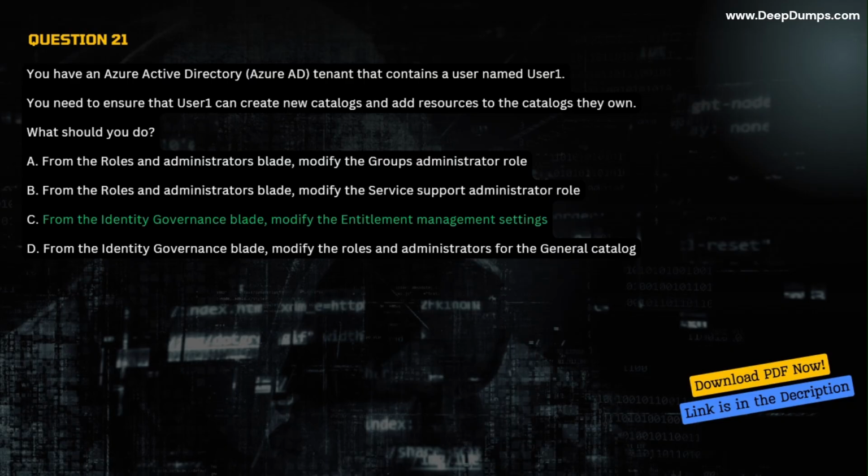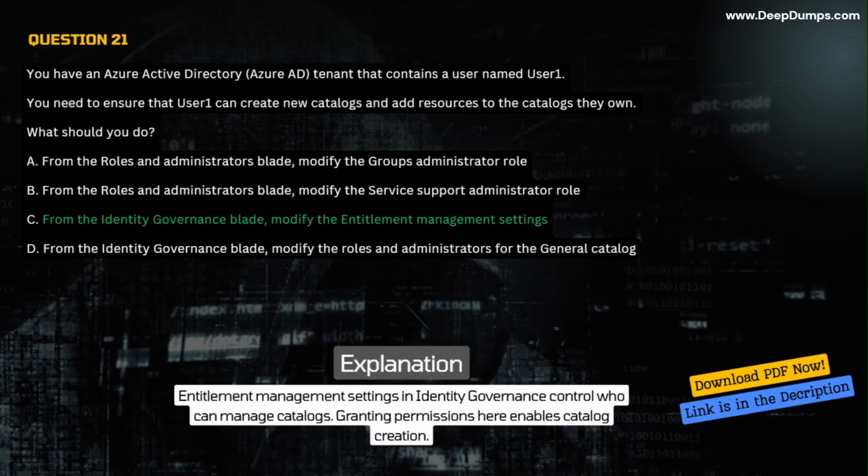Correct answer, C. From the Identity Governance blade, modify the Entitlement Management settings. Explanation. Entitlement management settings in Identity Governance control who can manage catalogs. Granting permissions here enables catalog creation.